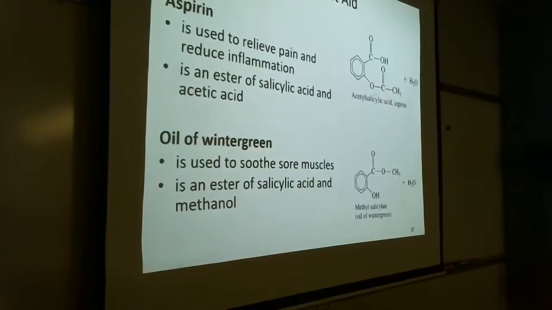Also, aspirin contains an ester, right? There's the ester in aspirin. And then there's another ester. You may have seen, you know, in like your products that are tingly and help with your muscles.